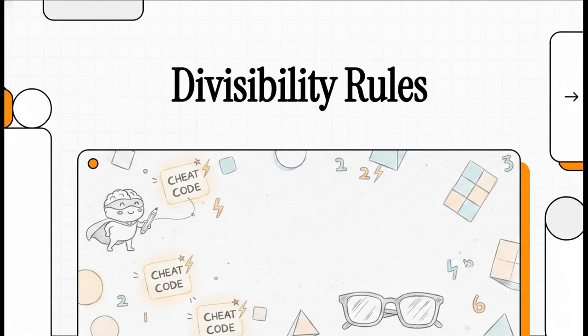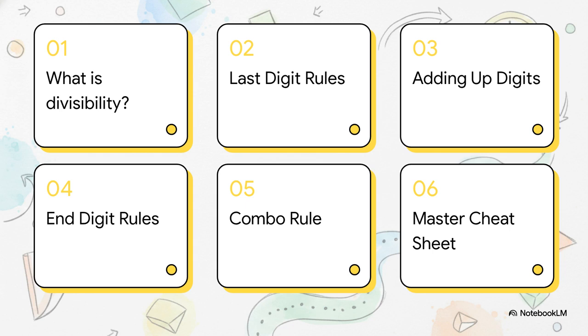We're diving into divisibility rules, which are basically math cheat codes that let you just look at a number and instantly know if it divides evenly. Here's a quick look at our roadmap. We'll be going over what divisibility actually is, the last digit rules, adding up the digits, the end digit rules, the ultimate combo, and finally, we'll wrap up with your master cheat sheet.